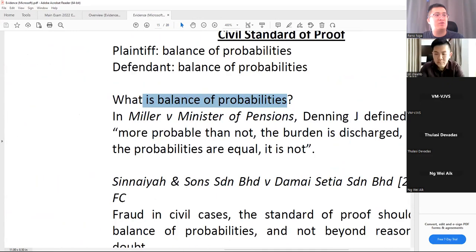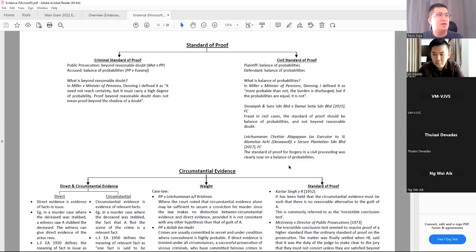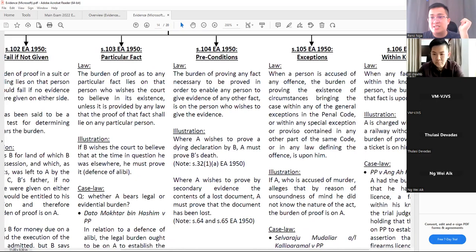If you want to prolong your answer, you can write this UK case on justification. Okay, I see one question: do we need to discuss 104? Thank you for asking. The more we discuss, the more perspectives we get. Okay, 104, I don't think so, because if you look at 104, I personally name it precondition. What does it mean?